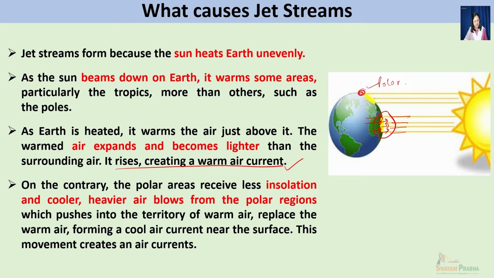And on the contrary, the polar areas receive less insolation and they remain cooler, due to which heavier air flows from the polar regions towards the lower latitudes near the Earth's surface, forming a cool current near the Earth's surface. So due to differential heating of different latitudes on the Earth's surface, there are differences in the temperature and pressure conditions, which leads to the formation of movement of winds on Earth's surface and air currents in the upper atmospheric region.